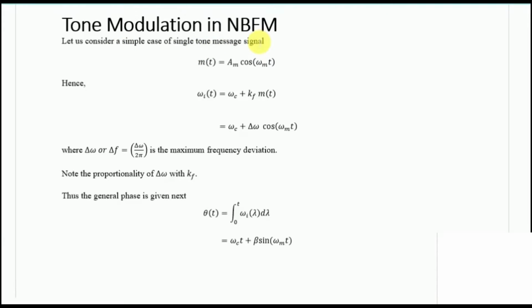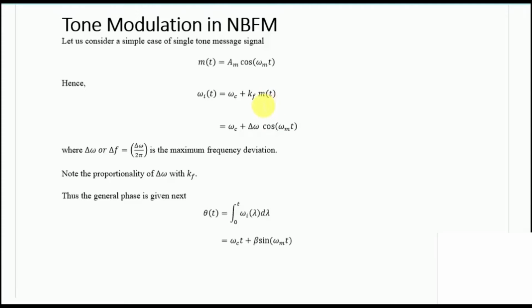we are concentrating only on the cos omega_m t, where omega_m is the radians per second or the angular frequency of the message signal, and A_m is the amplitude. So this is a message signal that we have. If this is the message signal m(t), from here we can determine the instantaneous angular frequency omega_i(t), which is equal to the carrier frequency omega_c plus the sensitivity parameter k_f times m(t).